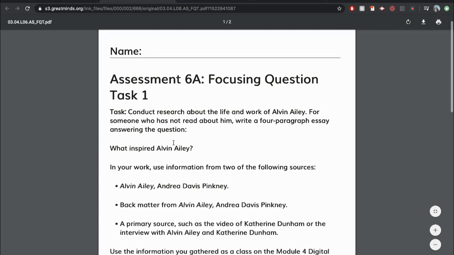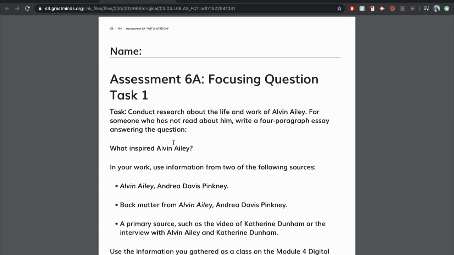All right, so this is going to be your last formal writing piece for third grade during remote learning. Assessment 6A, focusing question task 1. So your task is to conduct research about the life and work of Alvin Ailey. For someone who has not read about him, write a 4-paragraph essay answering the question, what inspired Alvin Ailey?